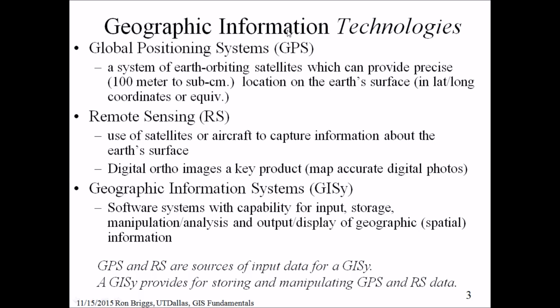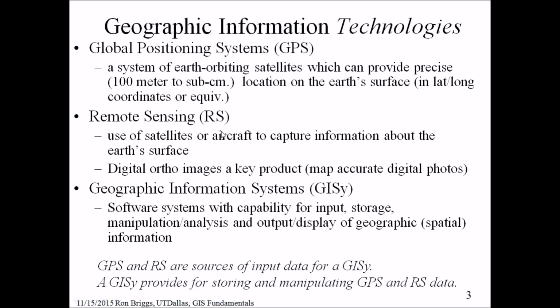Now, geographic information technologies, there are various technologies. Let us name a few. We have GPS, Global Positioning System. This is a system of Earth orbiting satellites which can provide sub-centimeter accuracy and location on the Earth's surface, and that may be in lat long or any other way you would like to have.